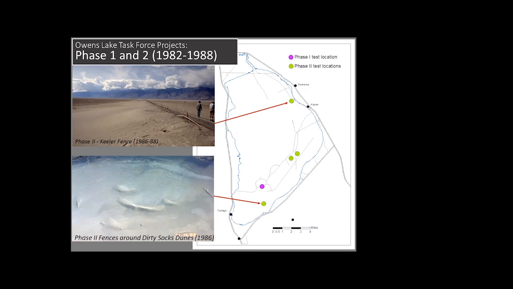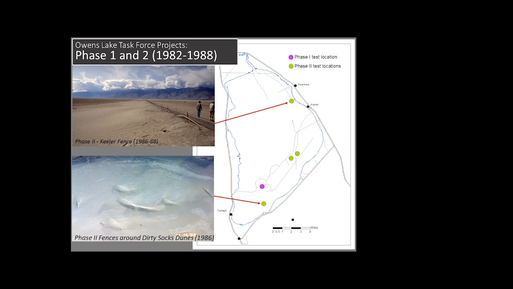We had a similar 1 mile long sand fence in the middle of the lake. That's one of those two green dots in the mid-lake part. And that's where the chemical surfactant test was conducted. And then there was an existing dune field on the lake bed on the south end of the lake called the Dirty Socks Dunes.